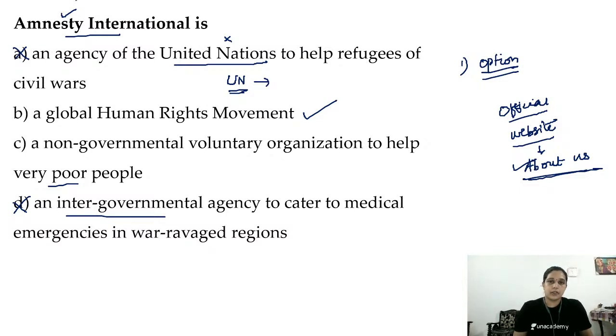So what do they work for? Every organization has an objective that decides everything about that organization. That is why you have to study every organization. First and foremost thing is the objective. If you know that, it's a human rights movement.